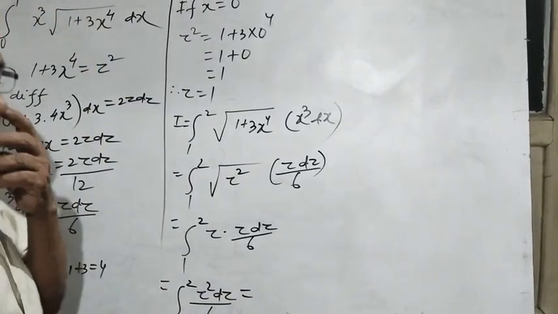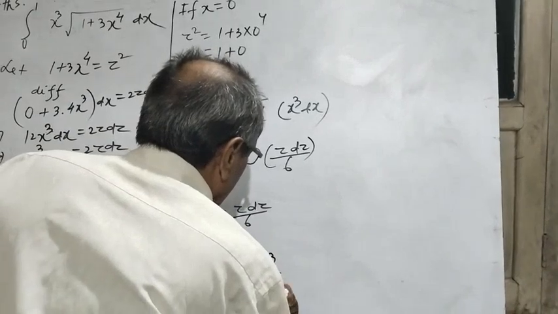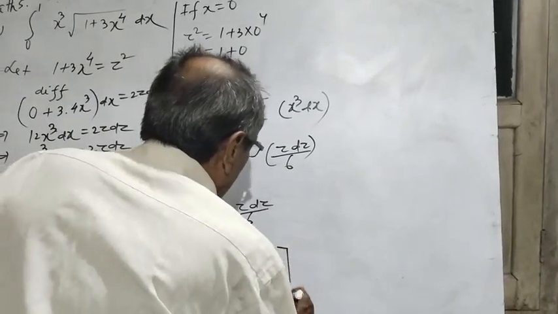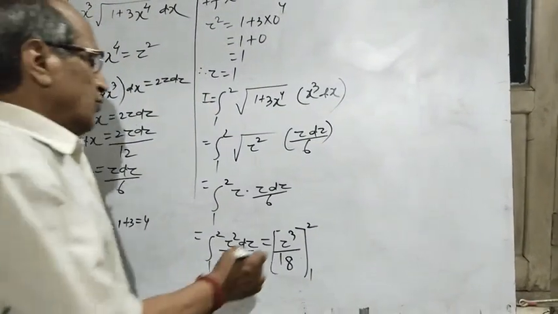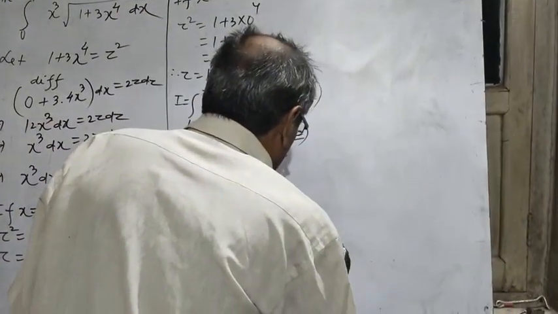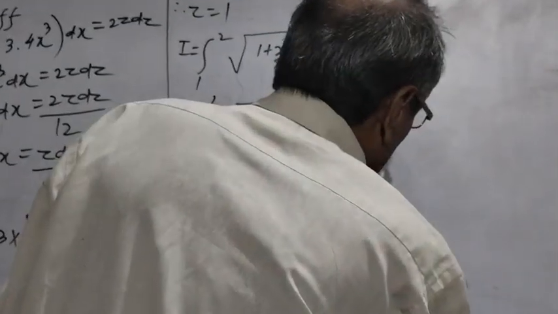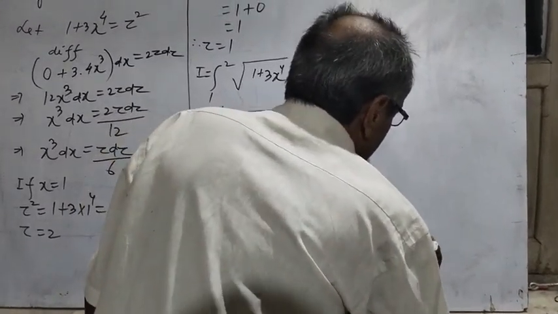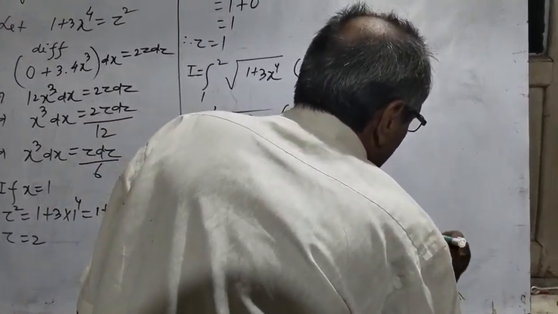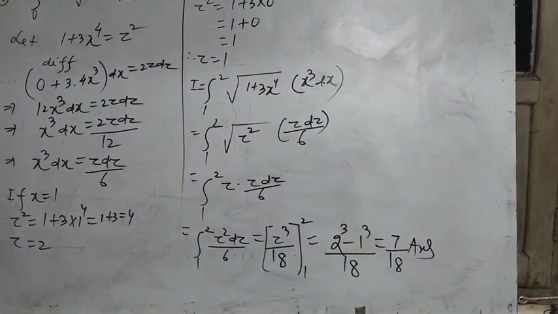Integration of z square becomes z cube by 3, divided by 6, it becomes 18. Upper limit is written down here, lower limit is written down here. Now we substitute the value of upper limit and lower limit. It becomes 2 to the power cube minus 1 to the power cube by 18 is equal to 7 by 18. This will be the final result of this question. This is the final result.